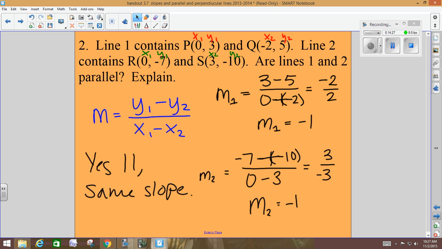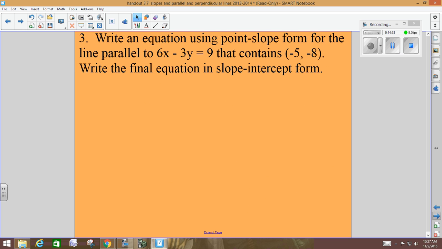Can't remember that slope formula? Then graph it and count it. You guys can count, right? Hopefully. Questions on 2? Alrighty, number 3.